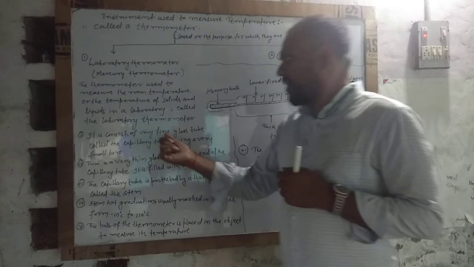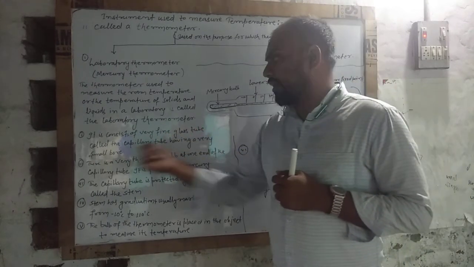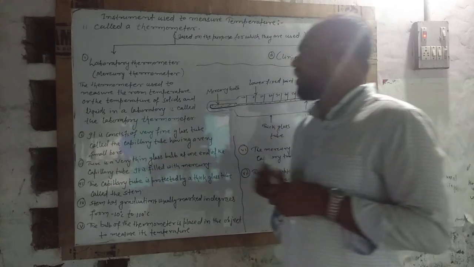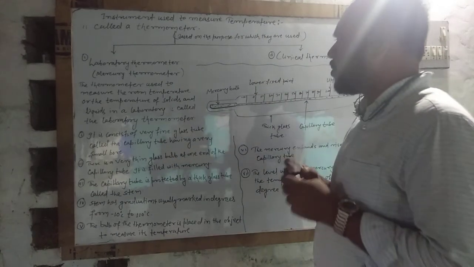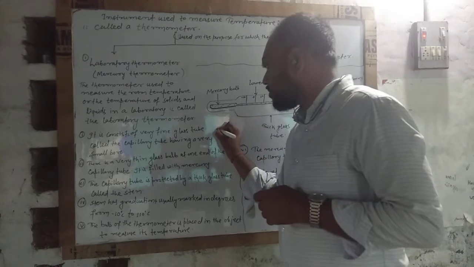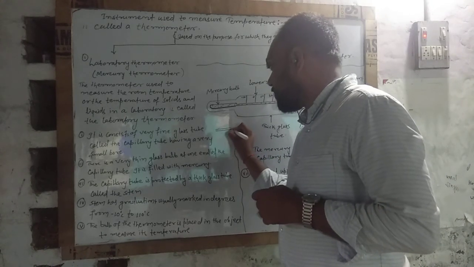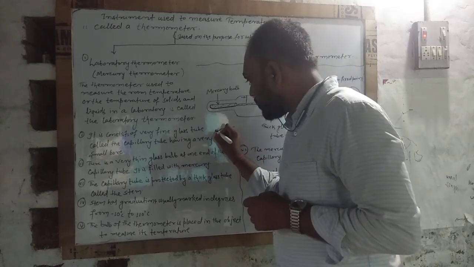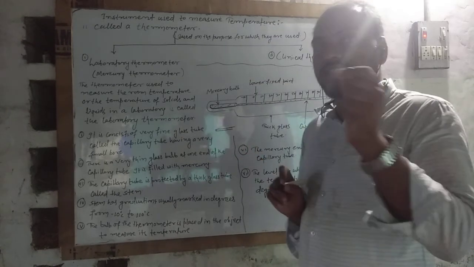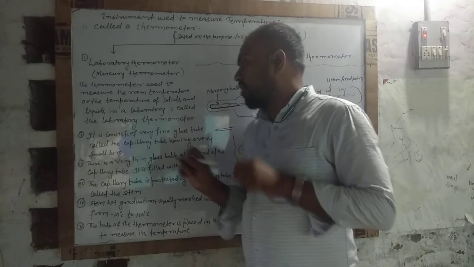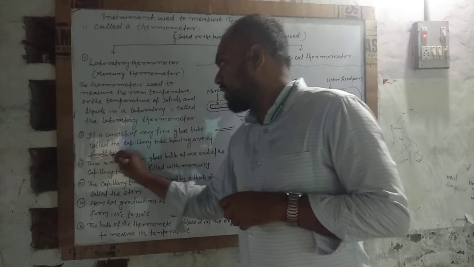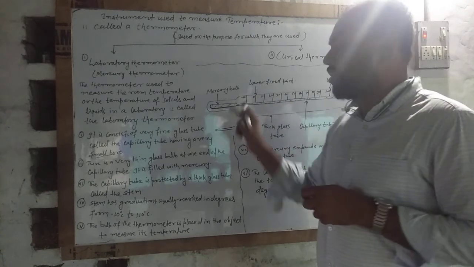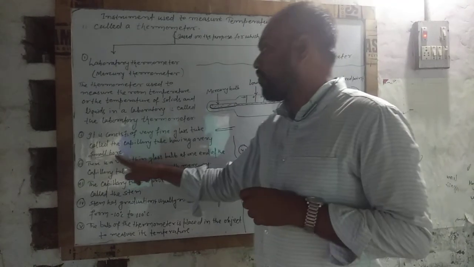It consists of a very fine glass tube called the capillary tube, having a very small bore. Understand please, what is a small bore? A small bore means a thin pipe-like structure whose radius is very small. The radius of the tube is very small, and that is why it is called a small bore.